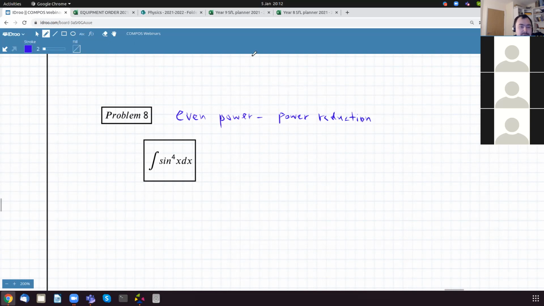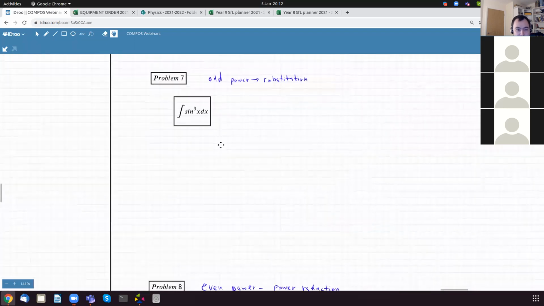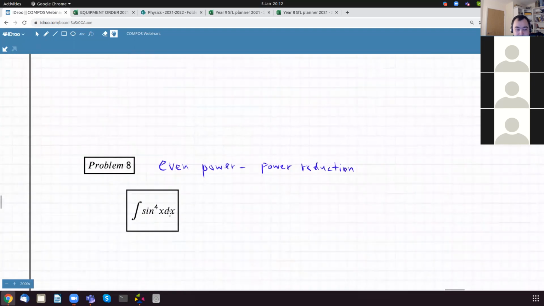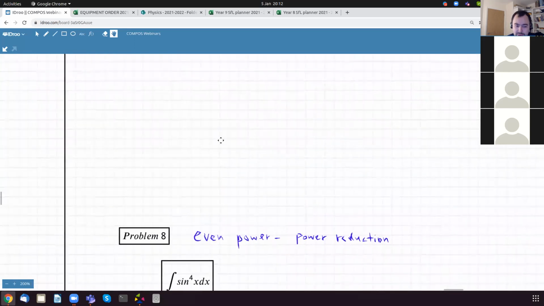There are two power reduction formulas. You know them. You might not know that they're called power reduction formulas. So basically, you reduce the powers until you get an odd one. So for example, if you start with sine to the power 6, you reduce the power to sine cubed, and then you can use substitution. In case of 4, well, you can't, because 4 will never become odd.